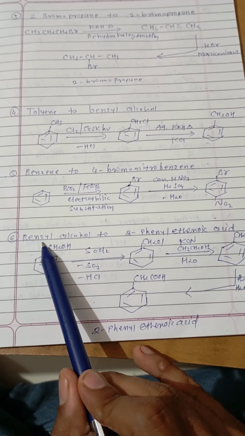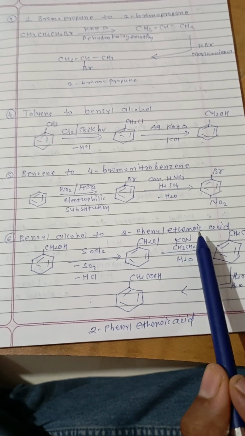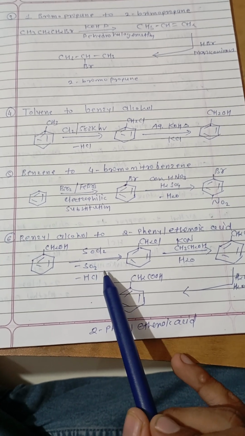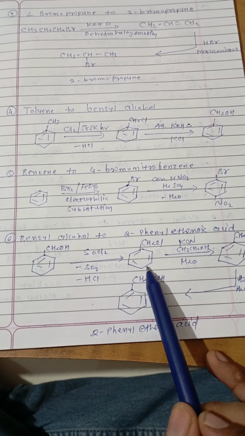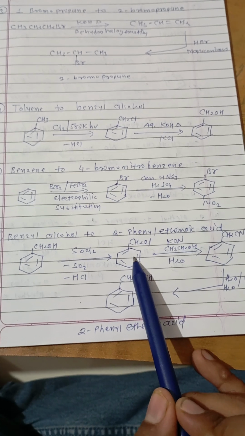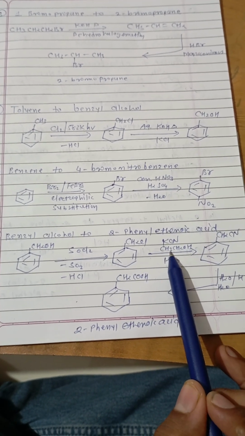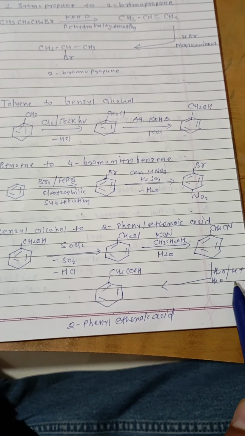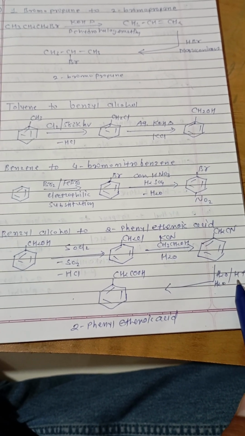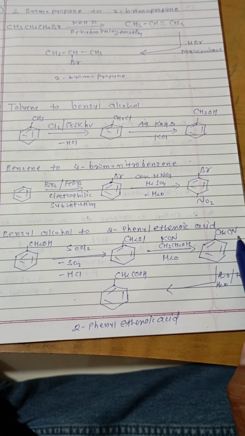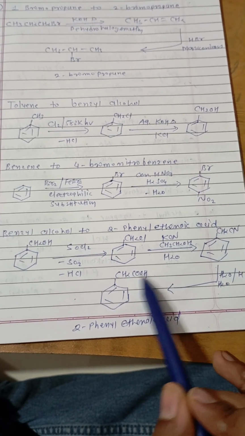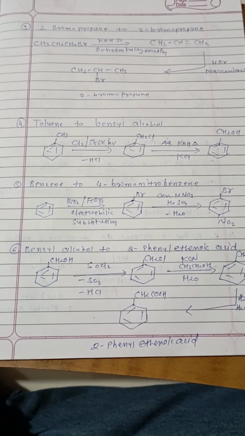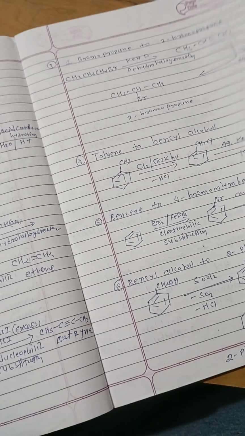Sixth conversion is like this: benzyl alcohol to 2-phenylethanoic acid. We have benzyl alcohol reacting with thionyl chloride, which removes sulfur dioxide and HCl, and will form benzyl chloride. It reacts with potassium cyanide and will form benzyl cyanide, C6H5CH2CN. Then it reacts with H2O in the presence of H+. Here NH3 is removed and the remaining oxygen and hydrogen are attached to the carbon, forming 2-phenylethanoic acid. So this is conversion number 6.